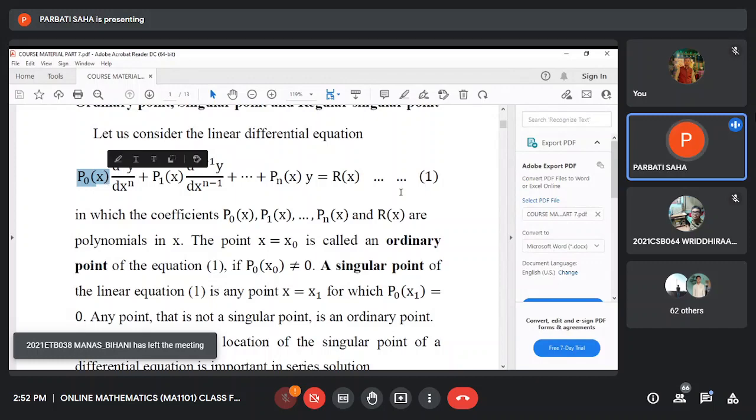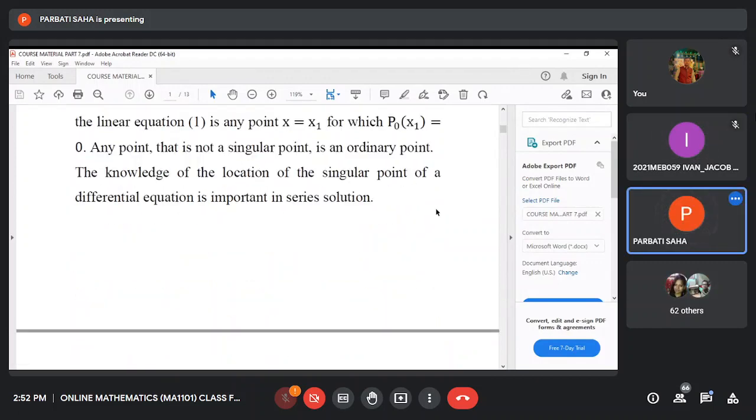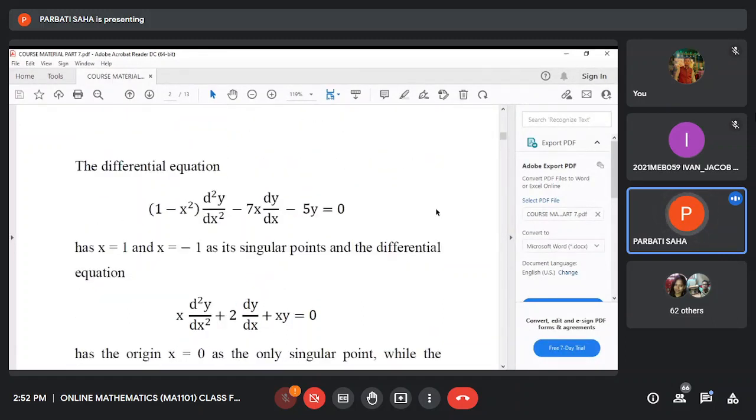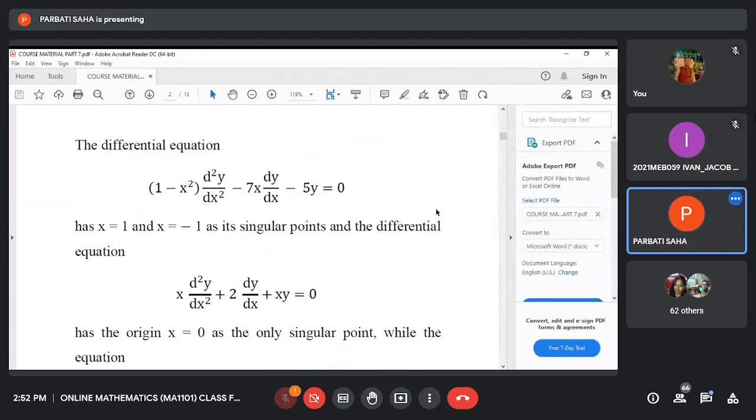Yes, ma'am. Okay, now I proceed. Now you see, regular singular point, what is it? Just take an example, then it will be better to understand. This coefficient, which is the coefficient of the highest order derivative, becomes 0 at the points x equals 1 and x equals minus 1. So x equals 1 and minus 1 will be called singular points, because this coefficient becomes 0.